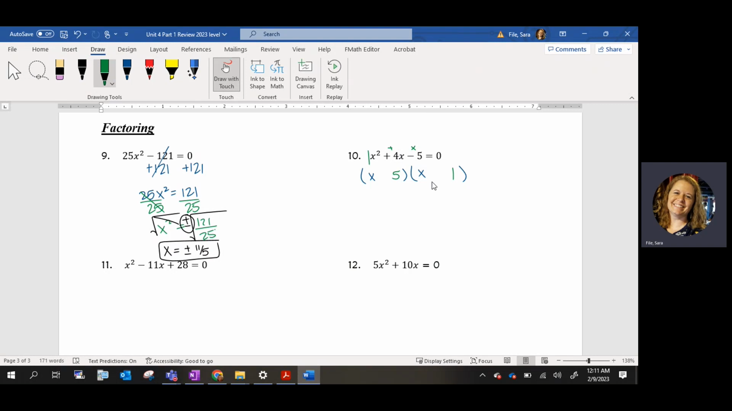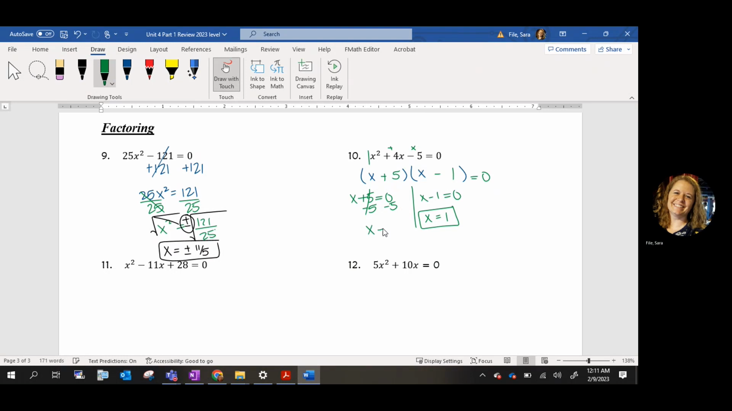So then I just have to think about the sign. I need it to multiply to a negative, so these need to be opposite signs, but I need it to add to a positive 4. So I want the 5 to be positive and the 1 to be negative. And this is equal to 0, and once you've factored it, you split and solve. So you set each factor individually equal to 0 and solve. So here I would add 1 to the other side. So I get x equals 1 as one of my solutions, and then here I would subtract 5. So x equals -5 is another solution.